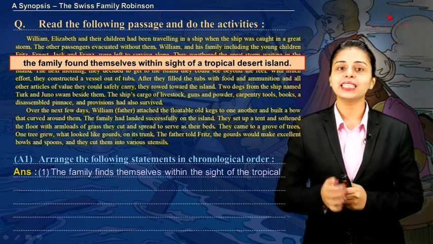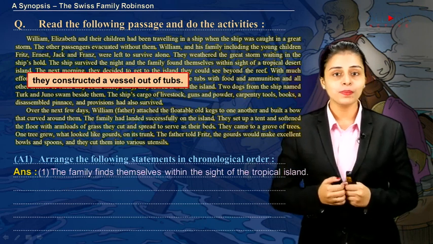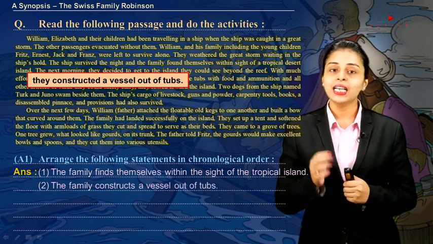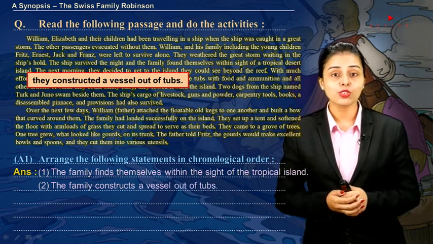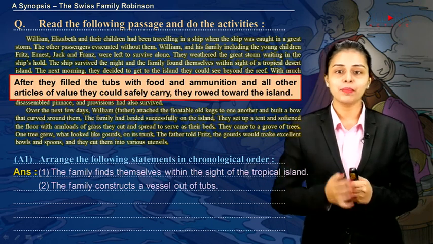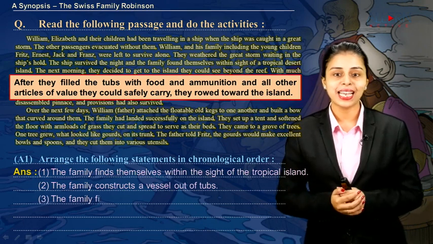Now the second thing that happened. The second thing was that they constructed a vessel out of tubs because they wanted to reach this particular island. So that's the second thing that they did. The third thing, if you remember from the story, they filled their tubs with food and ammunition and all other articles of value. So that becomes our next point.